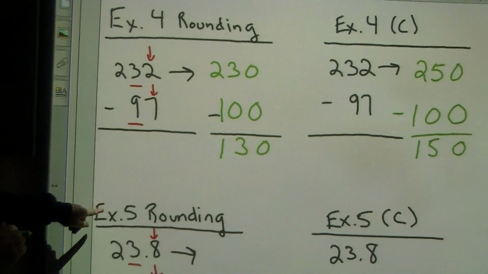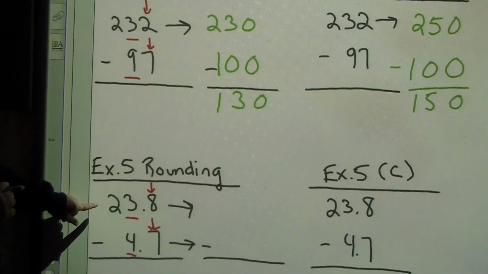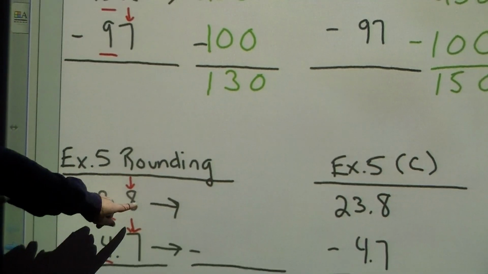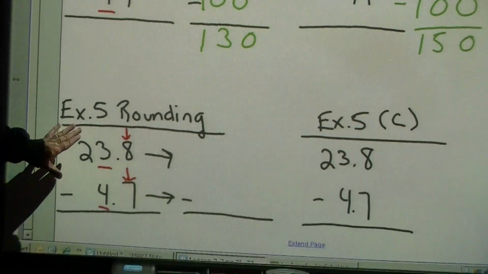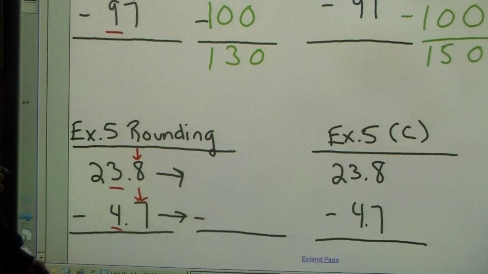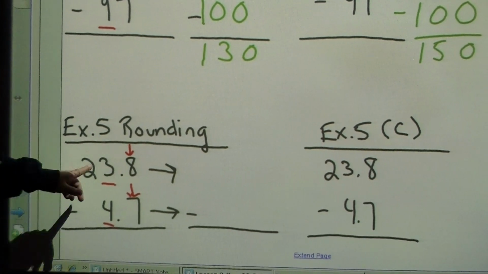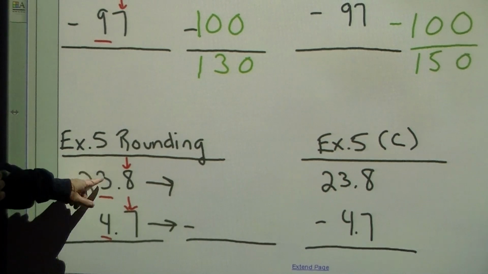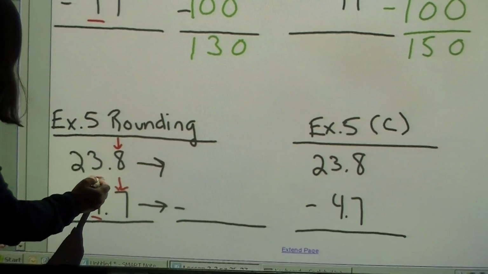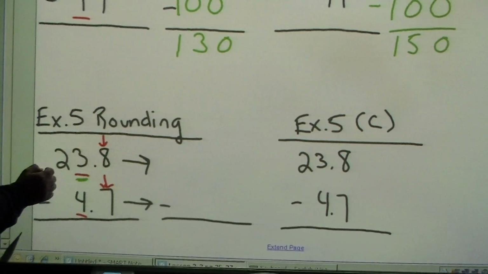Okay, another example for rounding. Now you will see here these are decimals, 23 and 8/10, subtracting 4 and 7/10. When you have a decimal, they want you to round to the nearest whole number. When you do that, for the whole number you're just going to always use the ones place. So whatever digit is in the ones place will get underlined. And then you always look to the right.